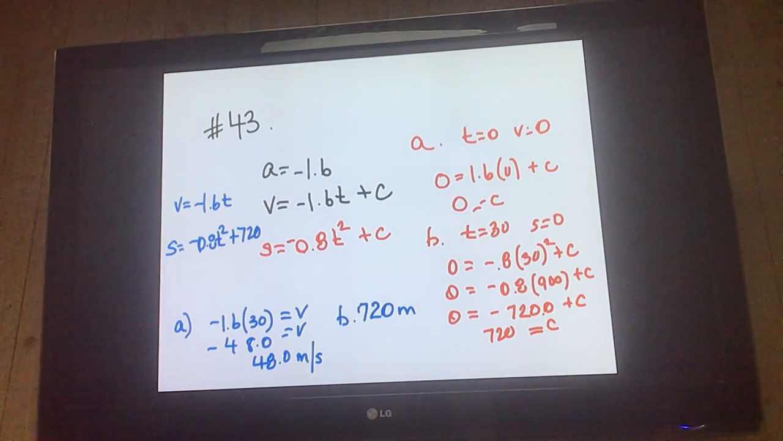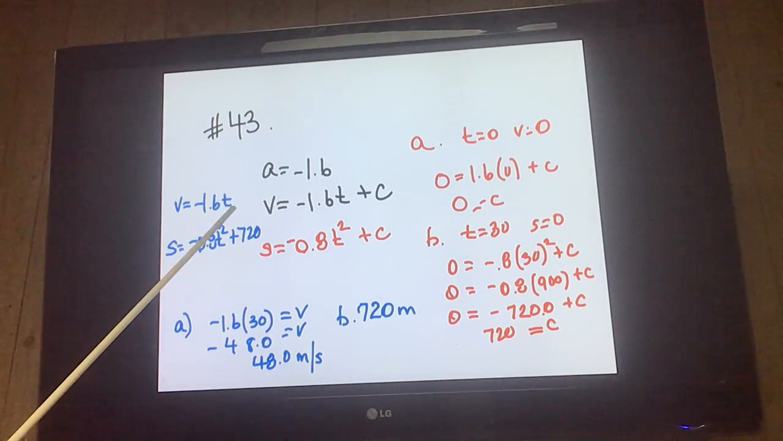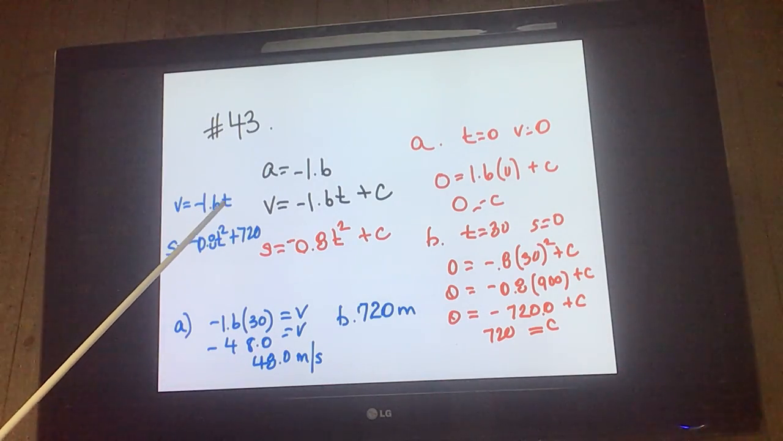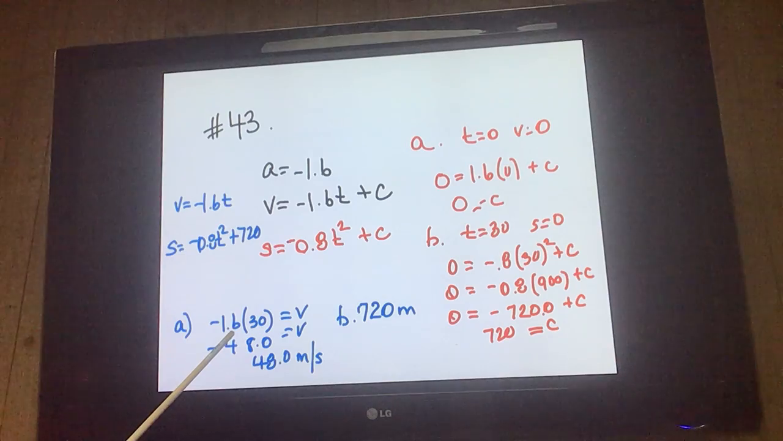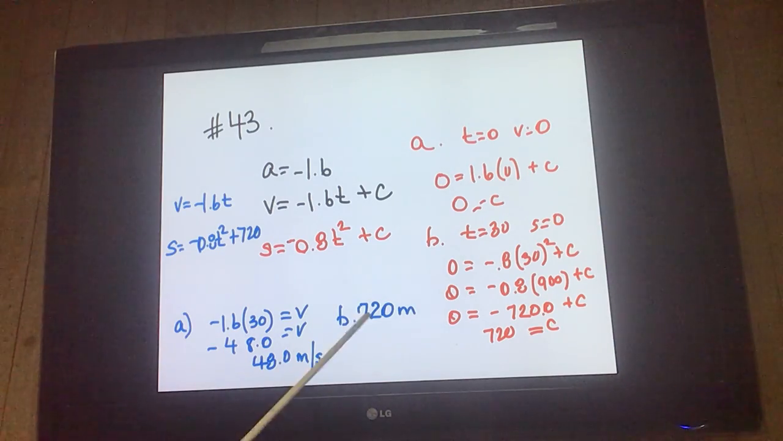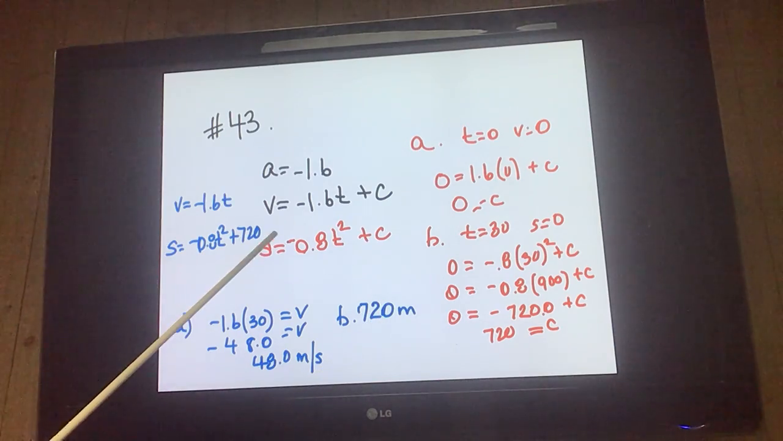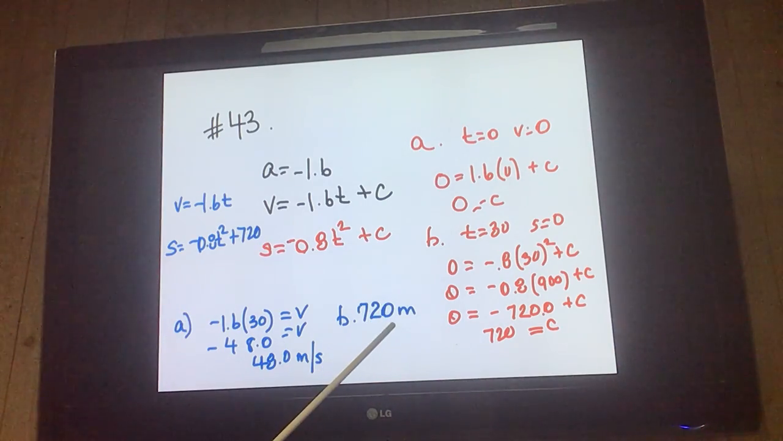All right, so letter A, they ask what is the speed just before it hits the ground. All right, that's 30 seconds. So I put that into my velocity equation. Negative 1.6t, 30 times negative 1.6 is negative 48. So that's going 48.0 meters per second just before it hits the ground. Letter B, it says how far is the ground from the release point. All right, 720. We already figured that out, 720.